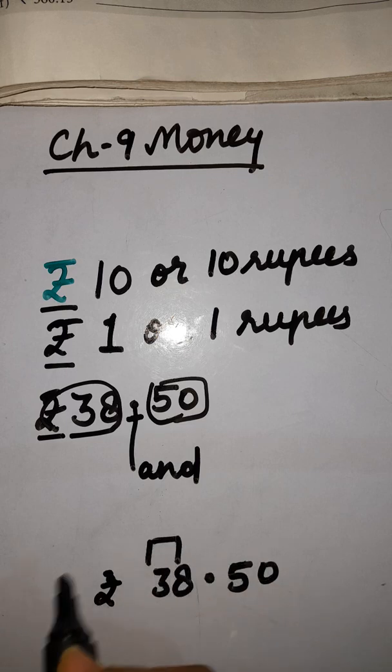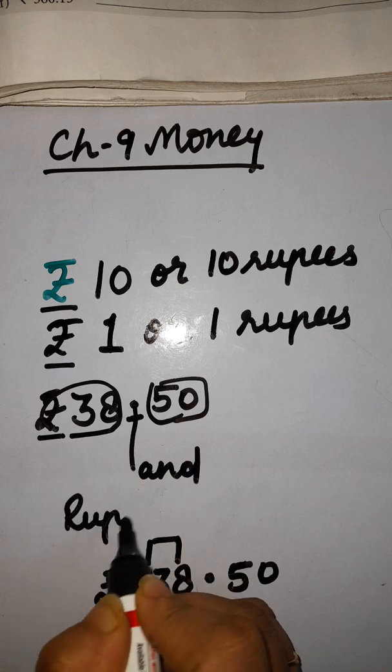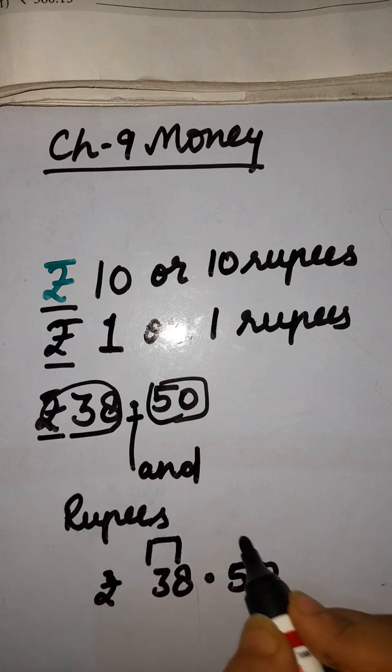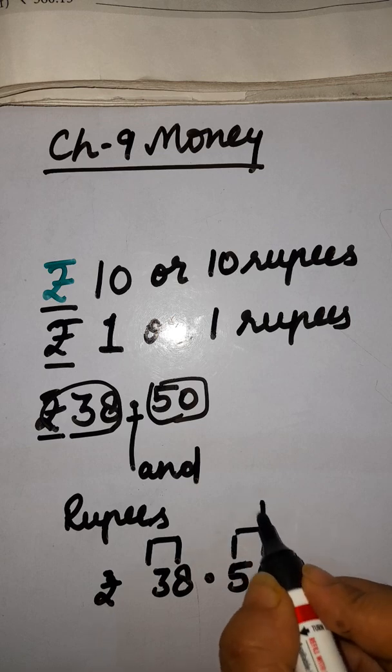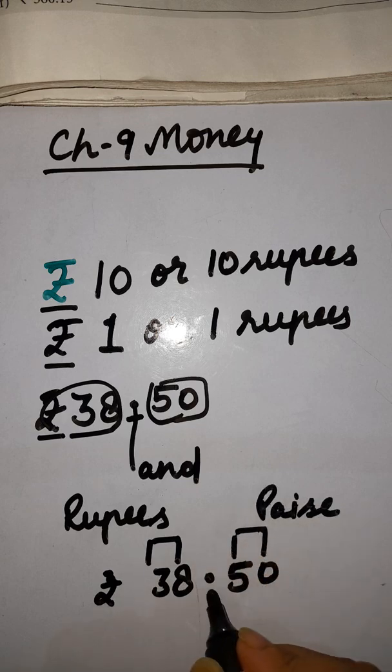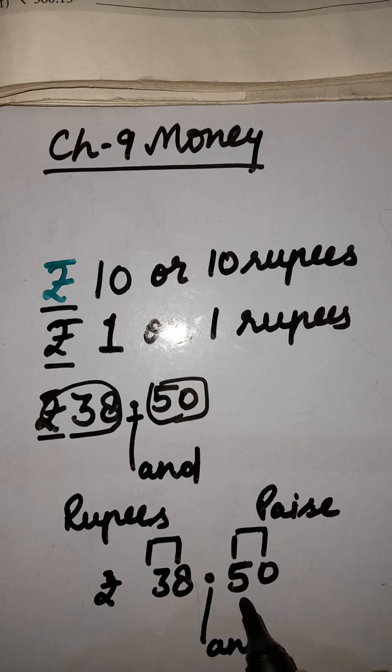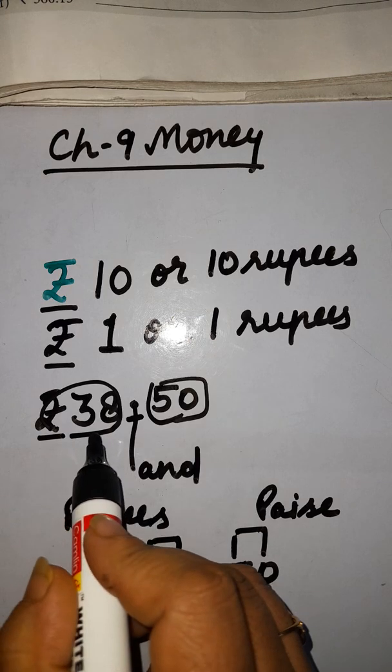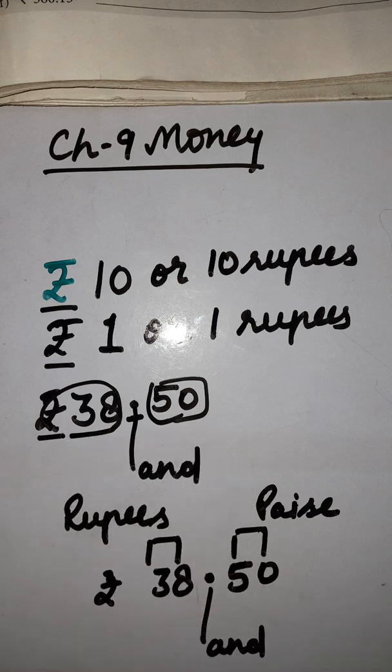So these two amount will be rupee and this is paise. So this one is and. Okay. The dot, this dot is used for the word and. जो हम and के लिए जो हम पढ़ रहे हैं ना, 38 rupees and 50 paise. 38 rupees and 50 paise. Fine.